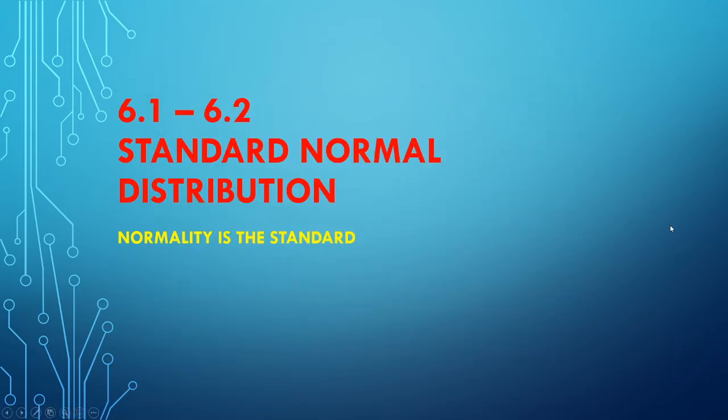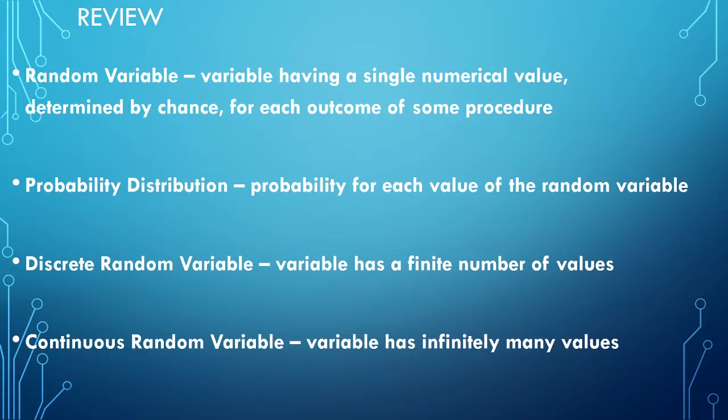So this is going to be the first part of chapter 6, which is about the normal distribution. This is something that we're going to come back to a lot throughout the rest of the course, because one of the main things that we're going to talk about in this stats course is how to deal with situations that are normally distributed. So, a quick little review about what we mean by normal distribution.